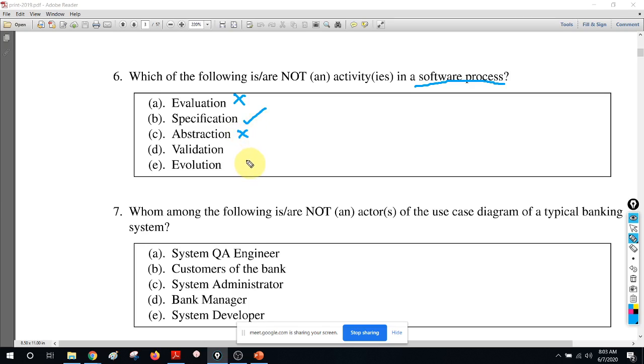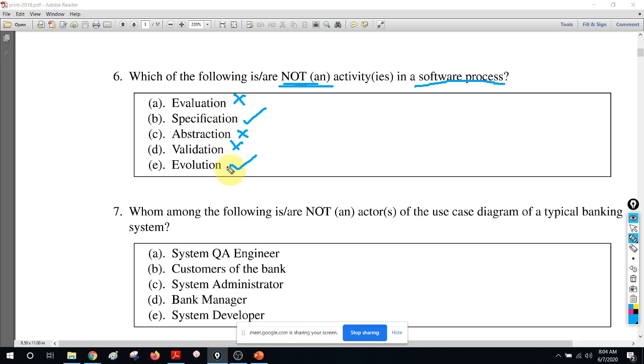Then we have the validation. Of course we do do testing to do validation, but that is not a major activity. So activities are specification or analysis, design, develop, test, right? Or if you want you can take maintenance and deployment and evolution. So I will not take validation. Of course evolution is the final stage that we discussed today also. So what they are asking is not, right? Therefore I will go for A, C and D, right?